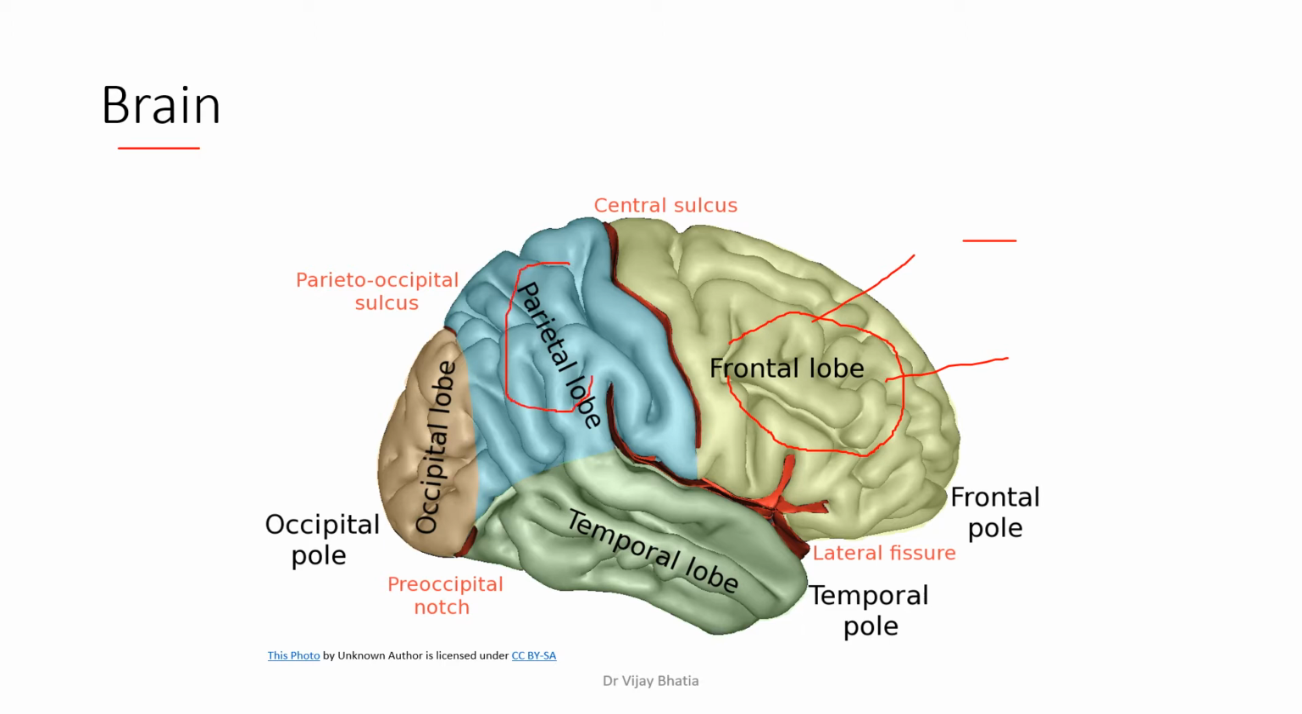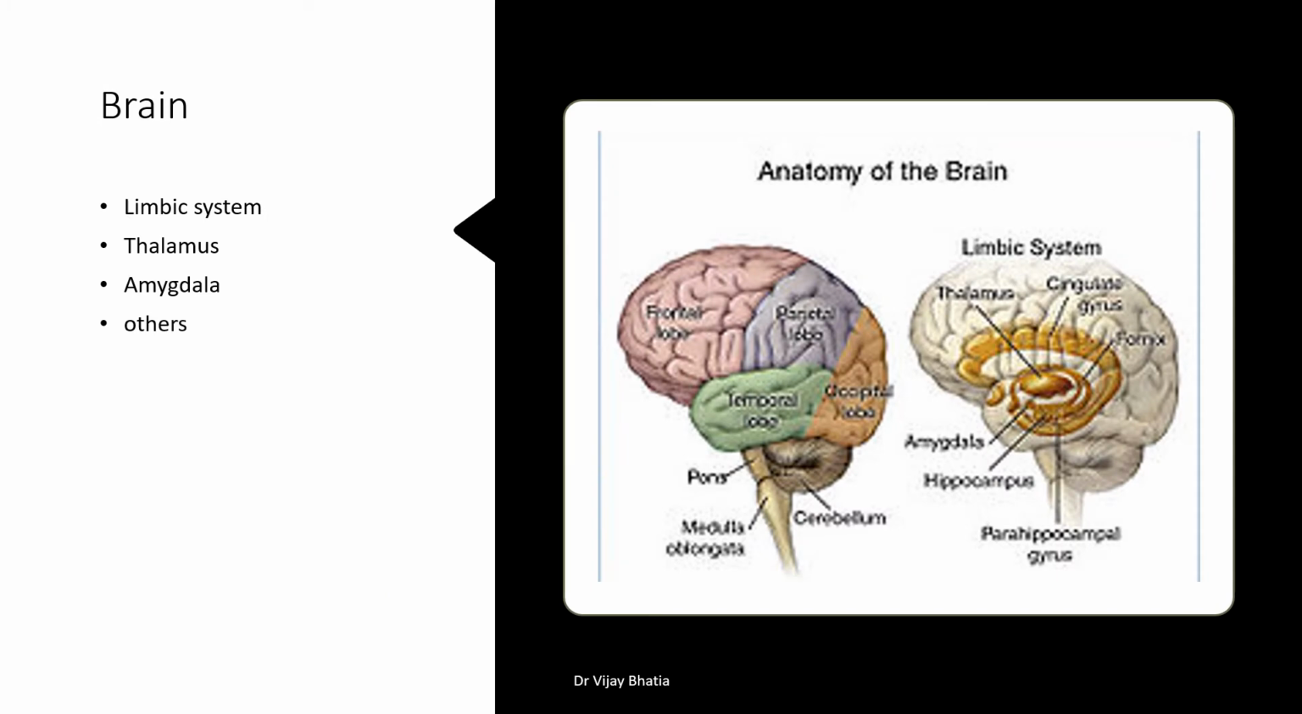Parietal lobe is mainly to do with what we receive, the senses, all the pain, touch, tactile and other things. Occipital lobe is mainly to do with the visual, temporal mainly to do with the hearing, but part of it is also with the memory, and inside it is amygdala that plays important role in the anxiety and depression. The other inside the brain things are like limbic system, and thalamus is there, which plays important role.